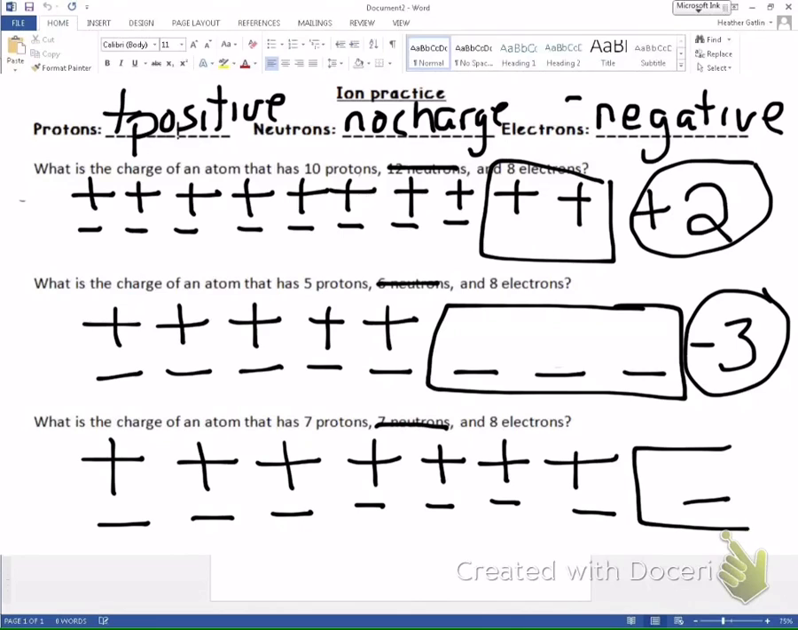When I do that, I see that I have 1 electron left over. That is extra, and so I have a -1 charge because electrons are negative.